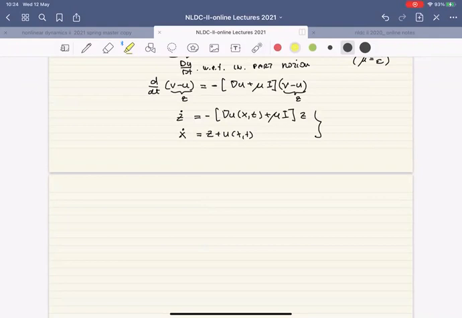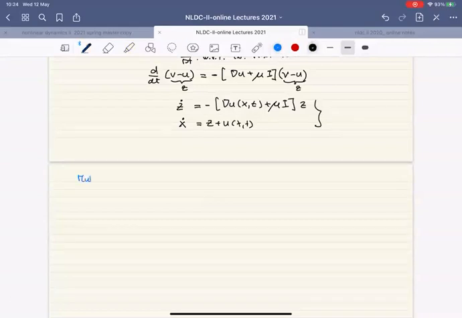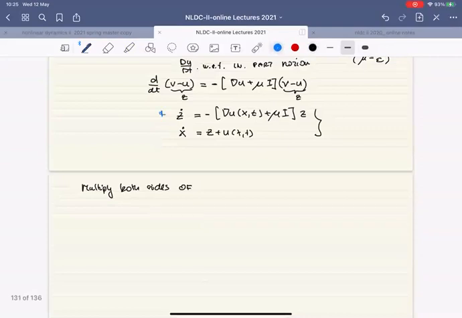So one estimate that people can do on equations like this, to reveal something about the magnitude of z, is the following. Multiply both sides of the first equation here by z itself. So z is a vector, so I take an inner product.